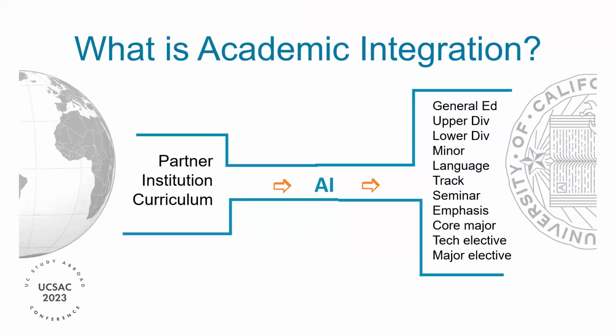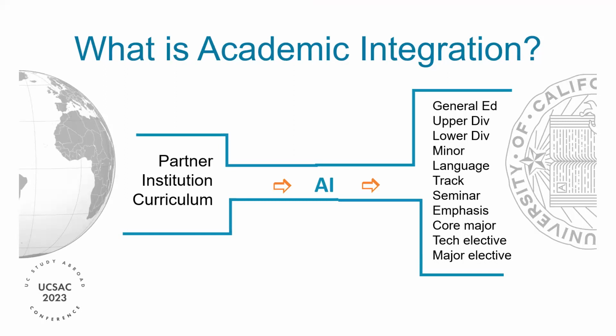So before we get into the grants program, I want to start with what is academic integration. If you're outside the study abroad field, it's possible you've never heard this term before, and that's okay. Academic integration, or AI for short, is an initiative focused on the integration of study abroad programs and courses into the curricula of the University of California campuses.